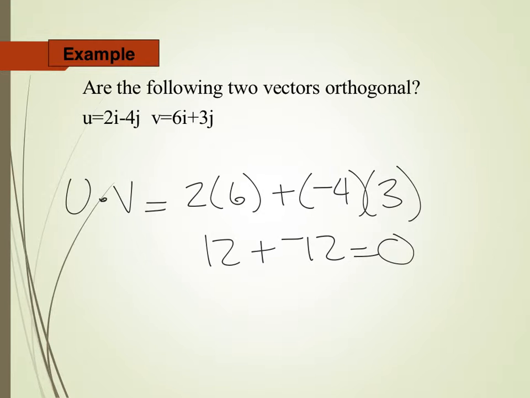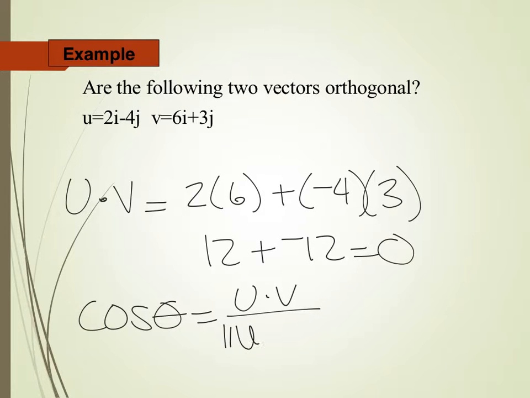If I would have ended up with a nonzero value, I would go ahead and find, remember, cosine of theta is equal to the dot product over the magnitudes. And then if I end up with the angle between the vectors being 0 degrees or 180, then I know that the two vectors are parallel.